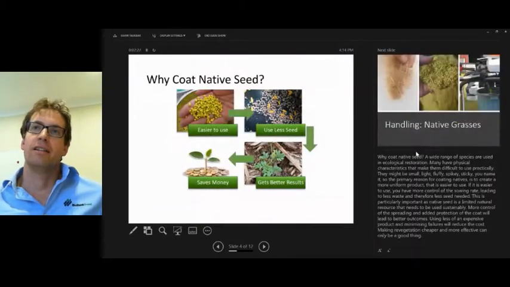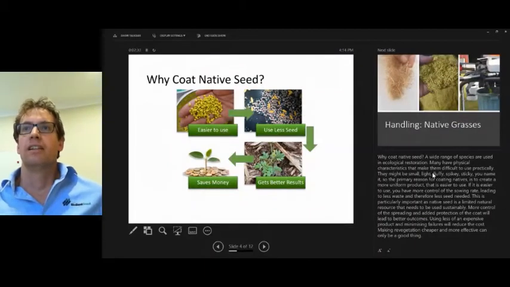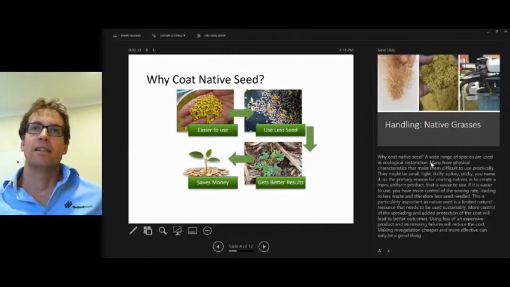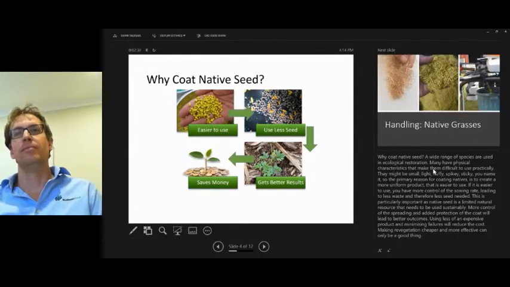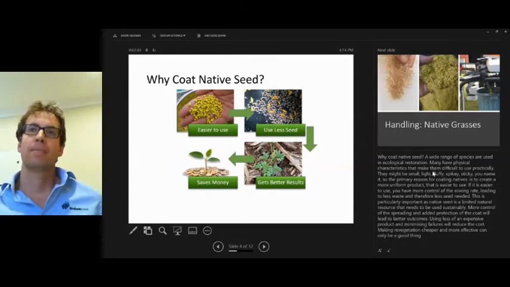Why do we coat native seed, or why are we trying to coat native seed? A wide range of species are used in ecological restoration, and many have physical characteristics that make them very difficult to use practically. They might be small and light, fluffy, spiky, sticky, you name it.